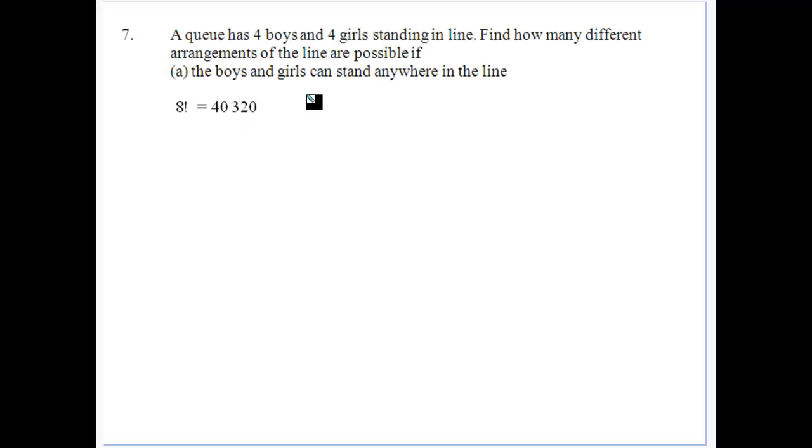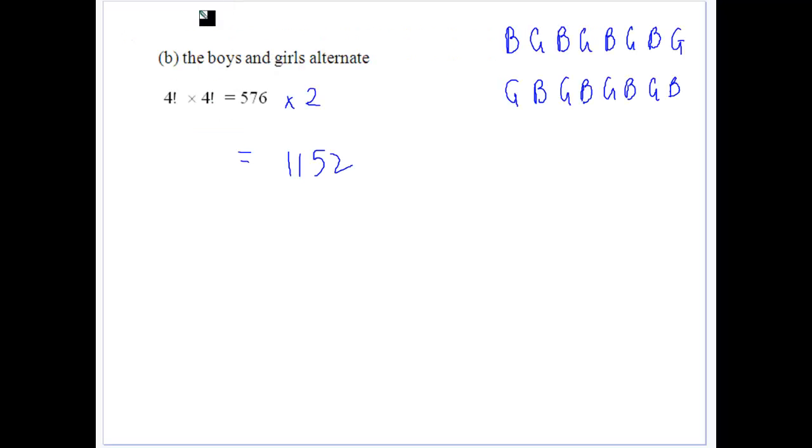So Q this time has 4 boys, 4 girls in line. Now, if the boys and girls can stand anywhere, well, it's 8 factorial. So there's no problem which way the boys go and girls go. Think about this one, it's not like the last one with the words, because A's are the same, but boys and girls are different people. So that's why it's still 8 factorial. We're not dividing by multiplication factors of 4 factorial.